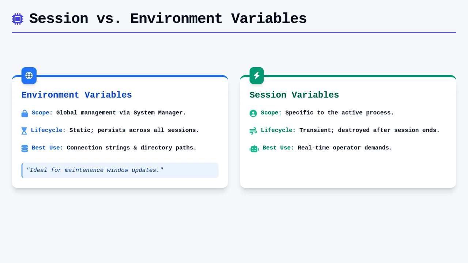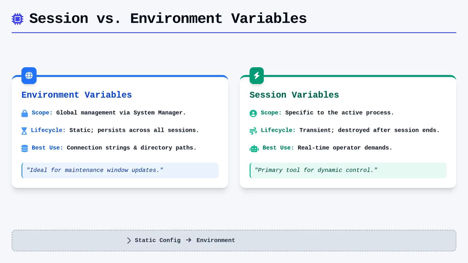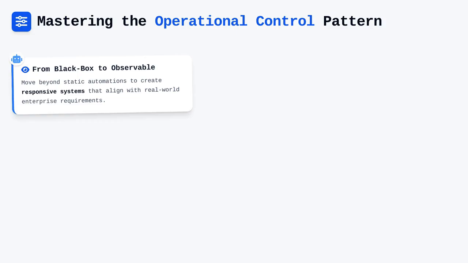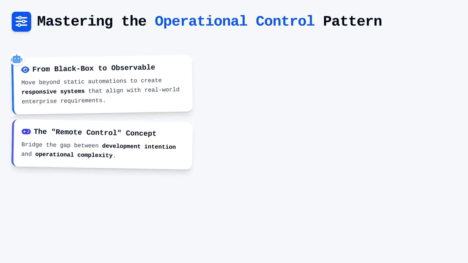If the information should change only during a maintenance window, keep it in the environment. If the information must respond to the real-time demands of an operator overseeing the robotic workforce, the session variable is your primary tool for achieving that dynamic control. In mastering this pattern, you move beyond building static automations toward creating truly responsive systems that align with real-world enterprise requirements. You are essentially building a remote control for your robot, turning a black box process into an observable and manageable entity. This is how you bridge the gap between development intentions and the unavoidable complexities of operational control.